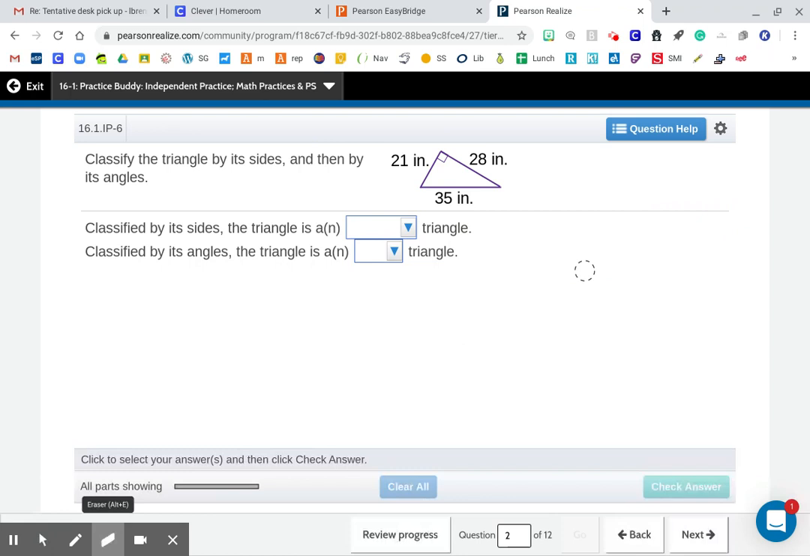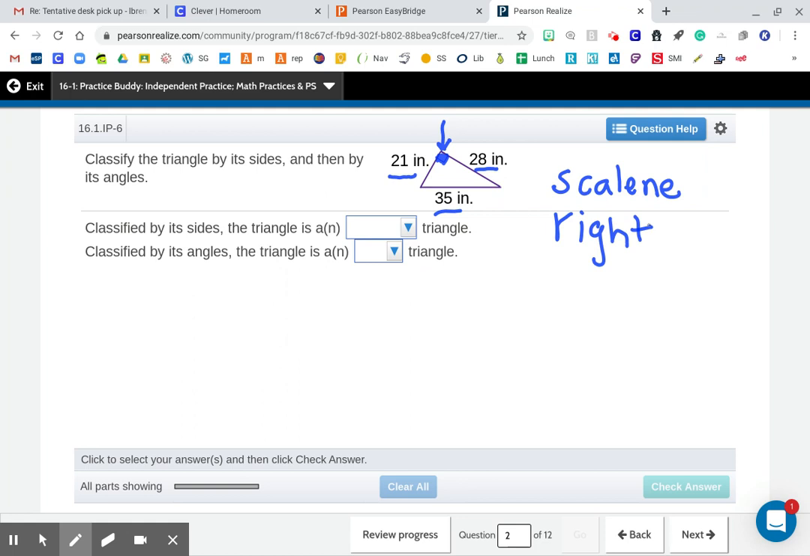just did now. So first I'm going to go by its sides, and I'm going to notice I've got 21 inches, 28 inches, and 35 inches. All sides are different, so we call that scalene. Classified by its angles, none of the angles are labeled except this one. The 90-degree angle is always labeled by putting a tiny little box right in there. So I know this is a right triangle because it has that 90-degree angle. It's a scalene right triangle. So by its sides, I'm going to call it scalene, and by its angle, I'm going to call it right.